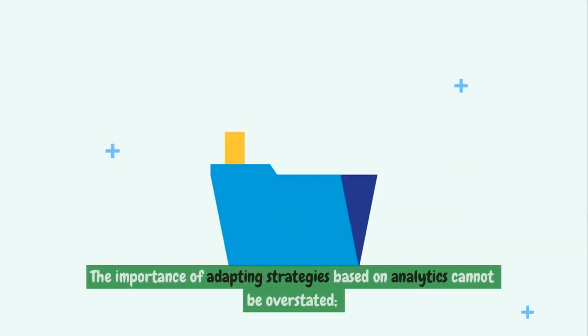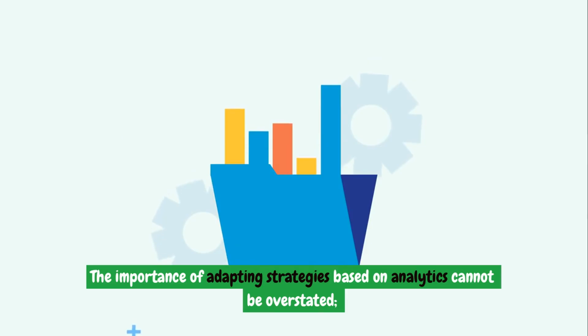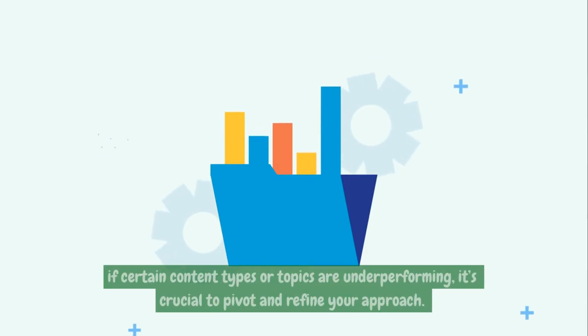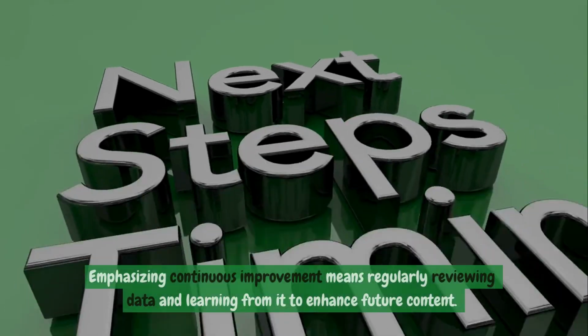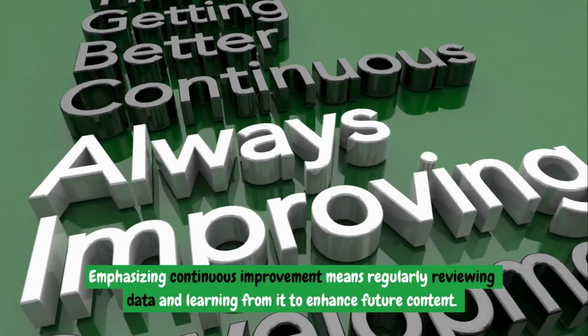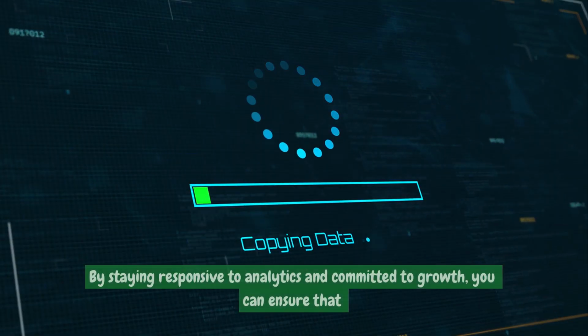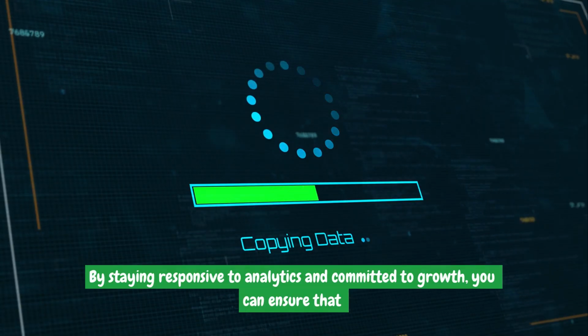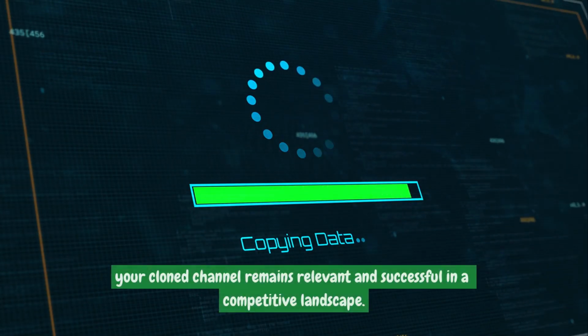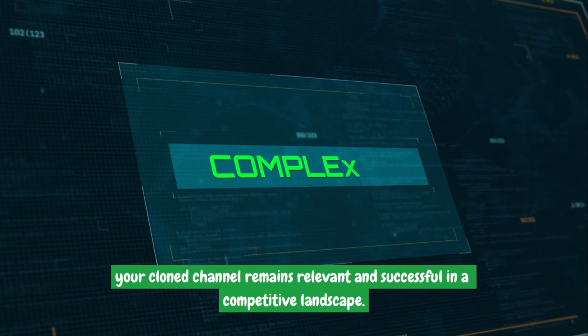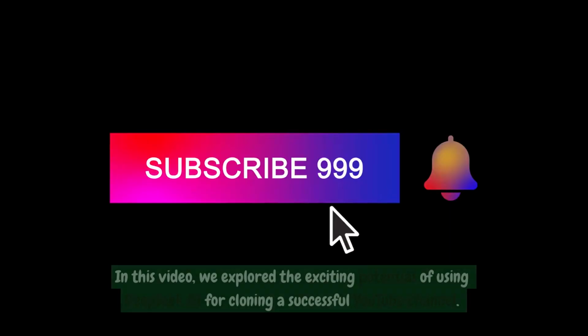The importance of adapting strategies based on analytics cannot be overstated. If certain content types or topics are underperforming, it's crucial to pivot and refine your approach. Emphasizing continuous improvement means regularly reviewing data and learning from it to enhance future content. By staying responsive to analytics and committed to growth, you can ensure that your cloned channel remains relevant and successful in a competitive landscape. Conclusion.